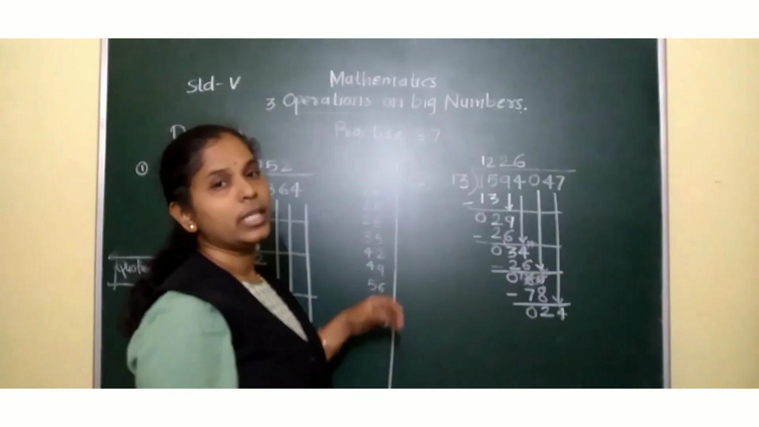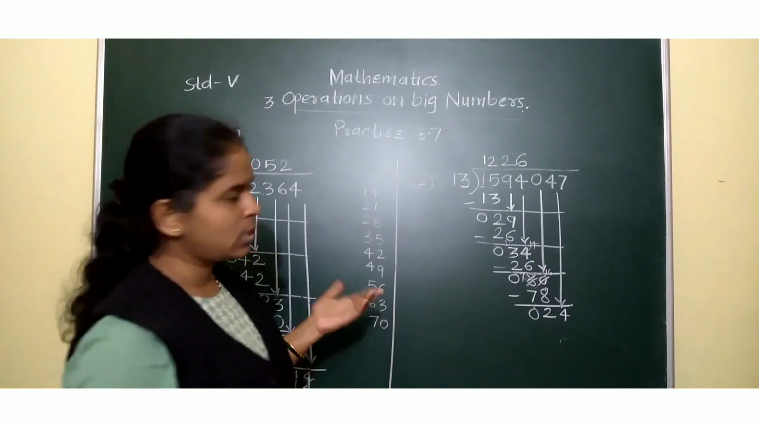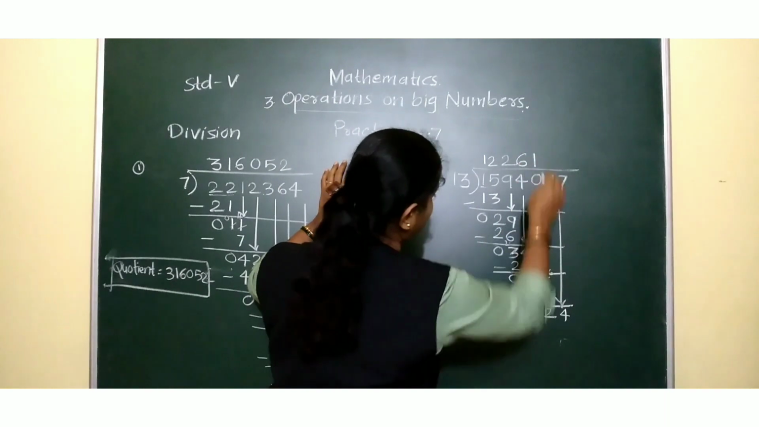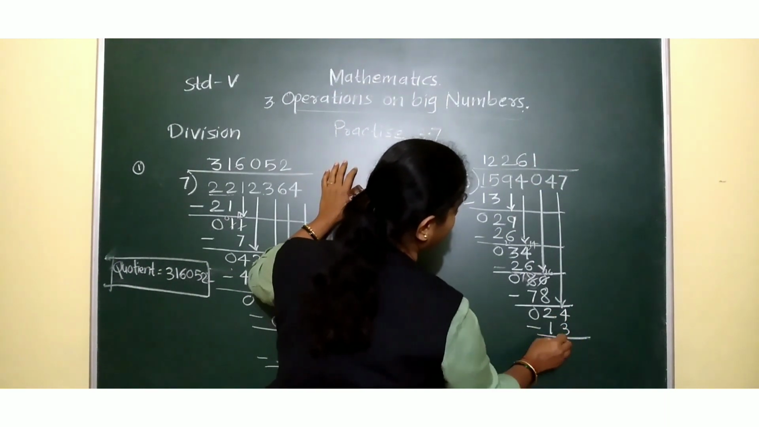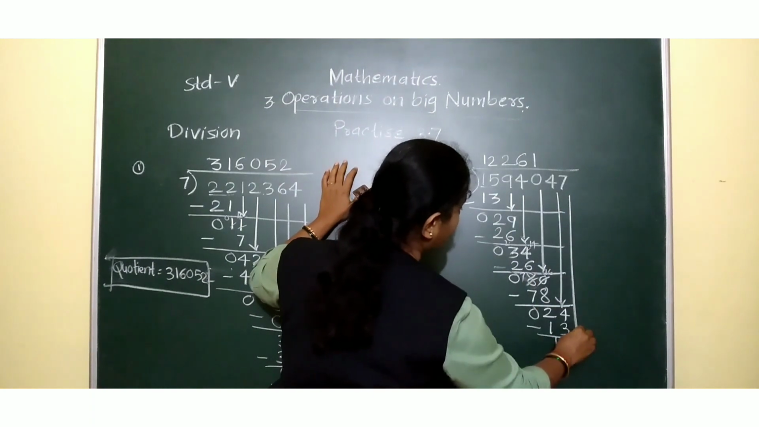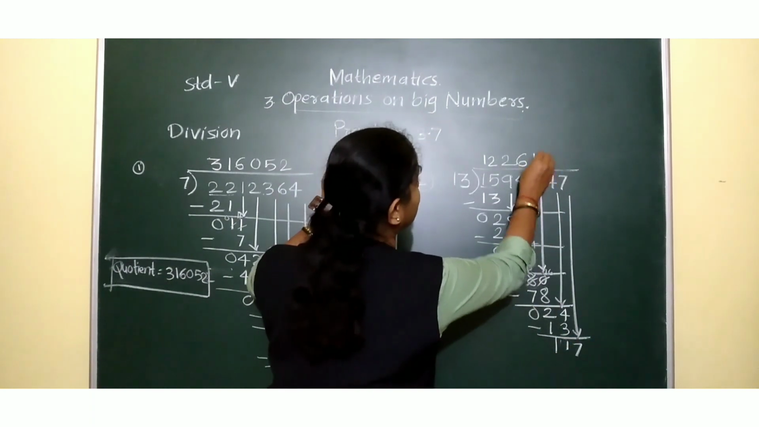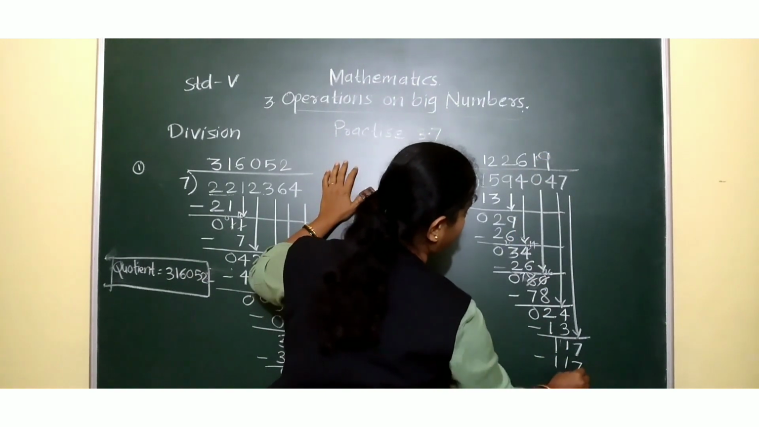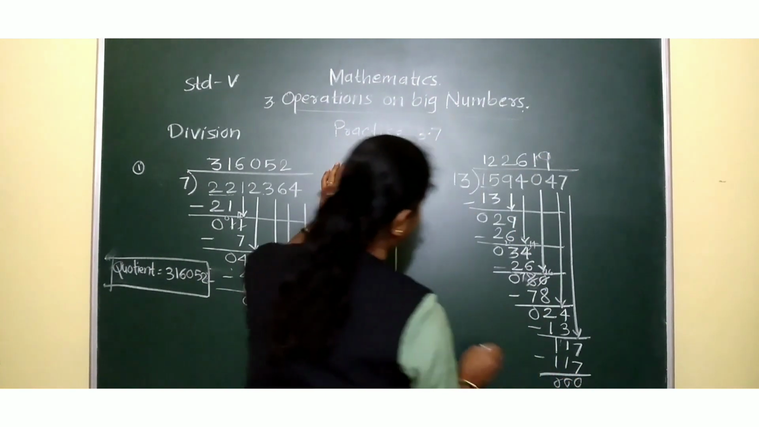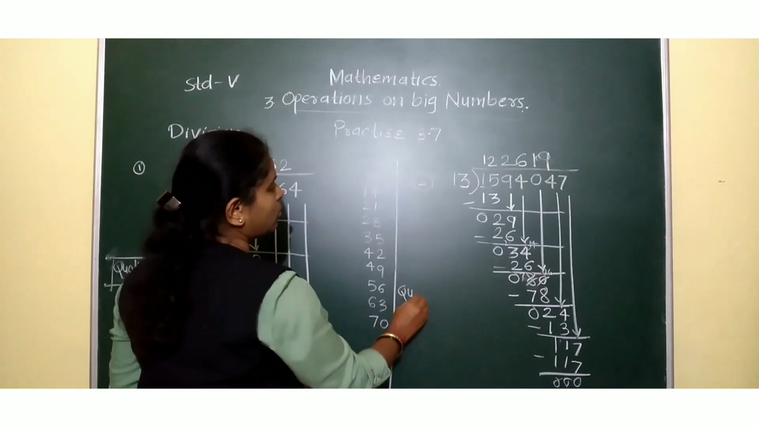Now 24 in 30's table. 13 2s are 26. That we cannot take. So 13 1s are 13. And now take the last digit 7. 13 9s are 117. Correct?